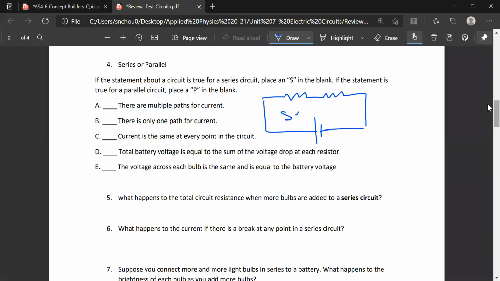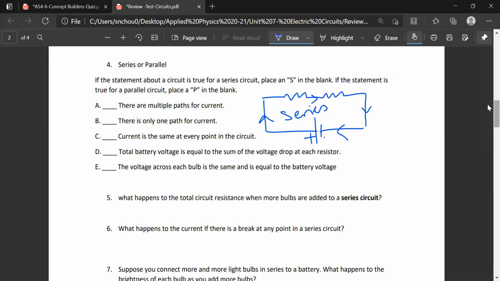That's series. And the current, again, always goes from the positive to the negative. So current only has one path. It's the same everywhere. The current does not split. If the current does not split, then the battery voltage splits.